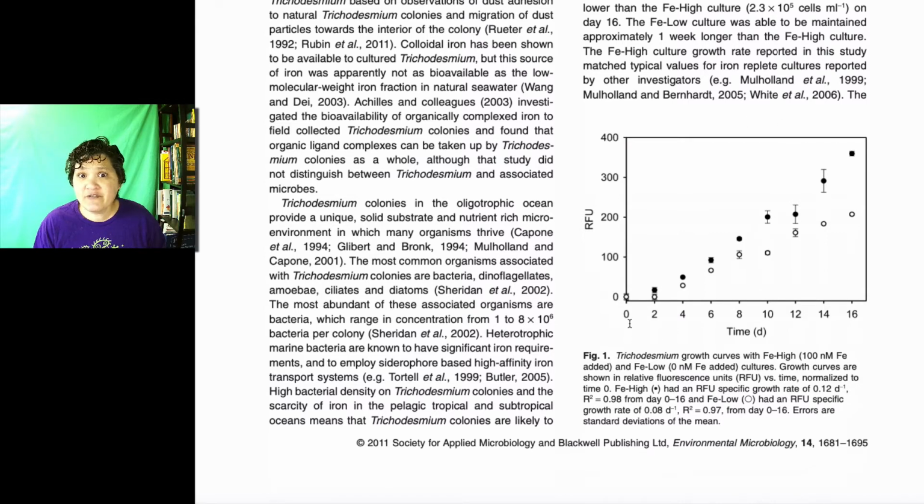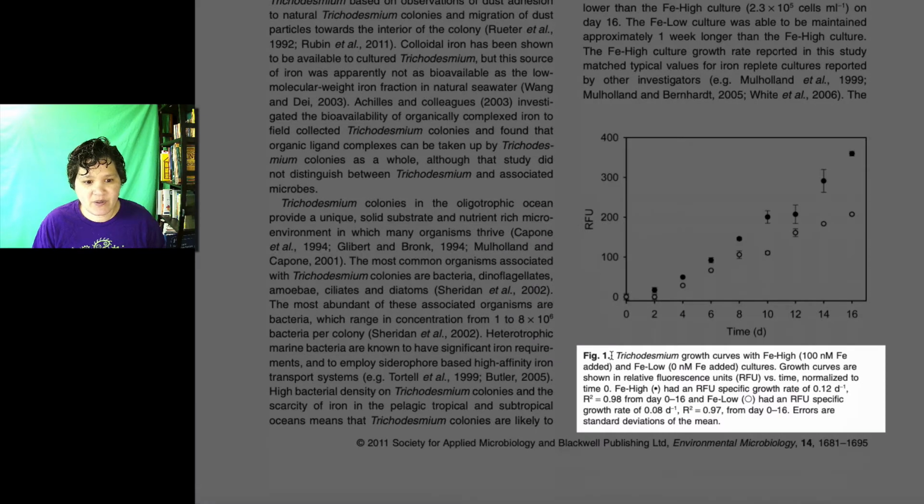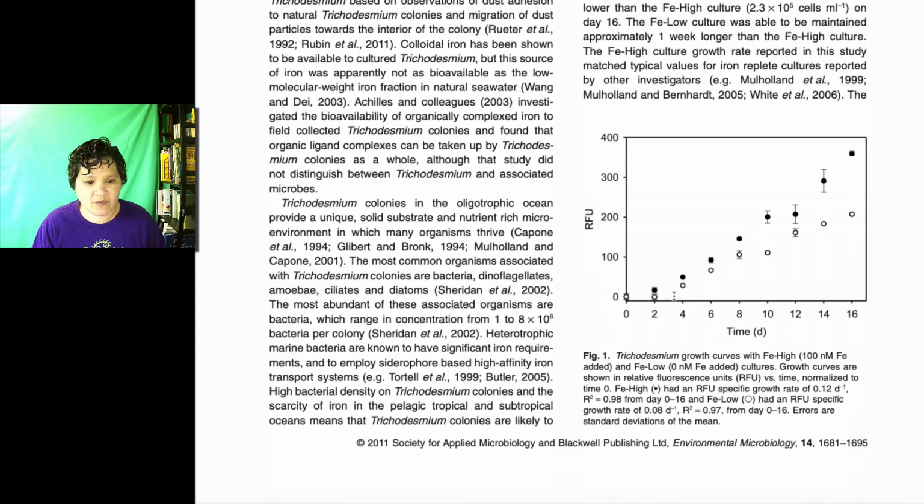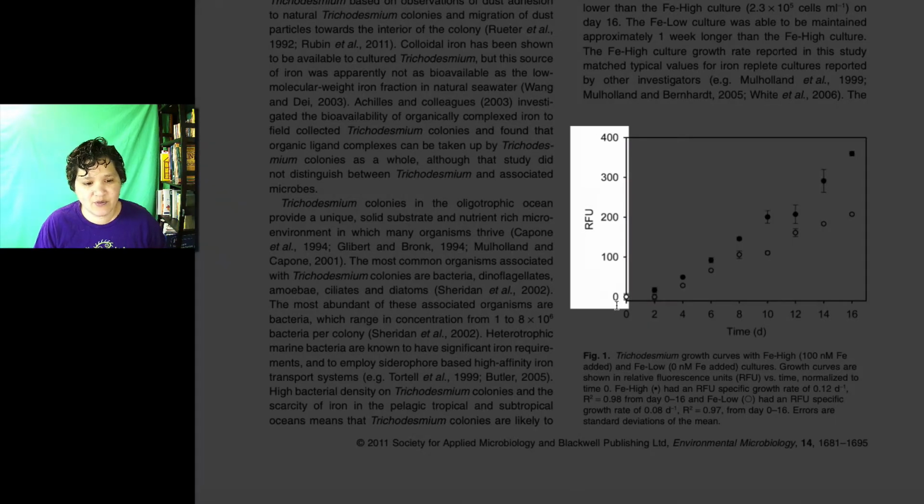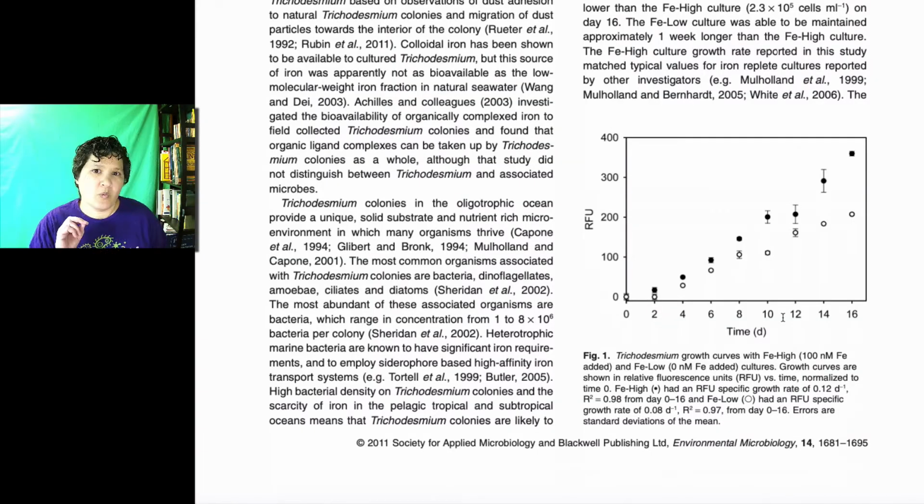And you can see what's in the figure caption, first of all. Figure 1 tells us what this is, Trichodesmium growth curves with iron high, so the high iron concentration, and they tell you what was added, and the low iron concentration cultures. Okay, and so they're telling you which of these are which. Growth curves are shown in relative fluorescence units versus time, normalized to time 0. So they're telling you about the axes. Okay, it doesn't tell you what is happening in this graph. That's what's in the paragraph.